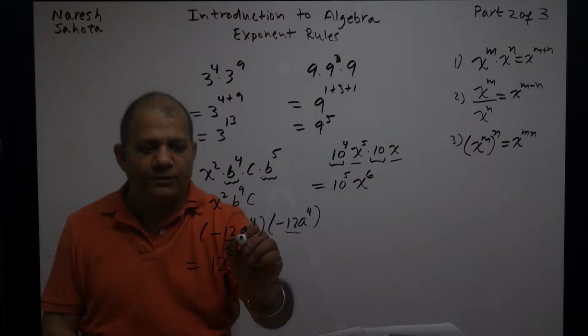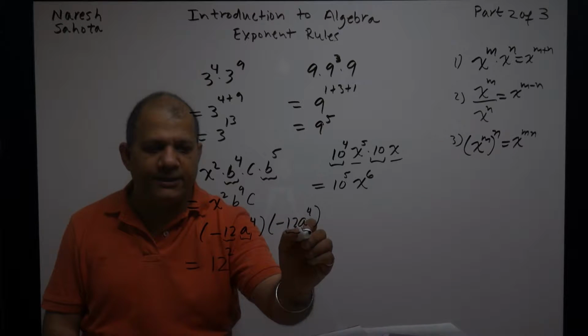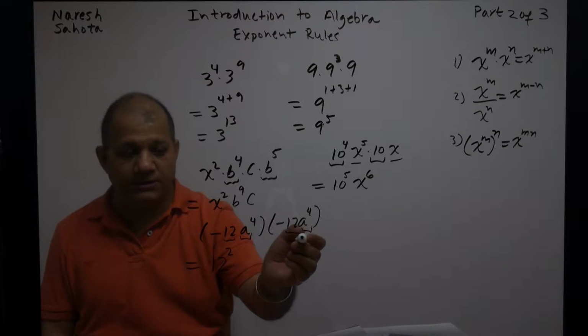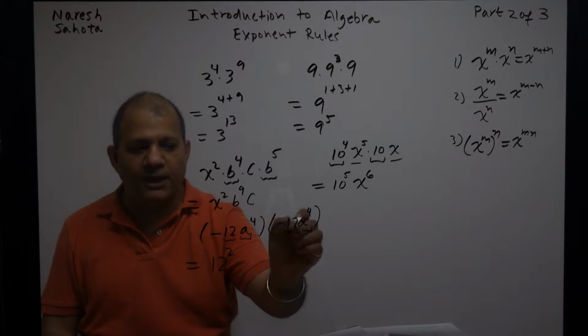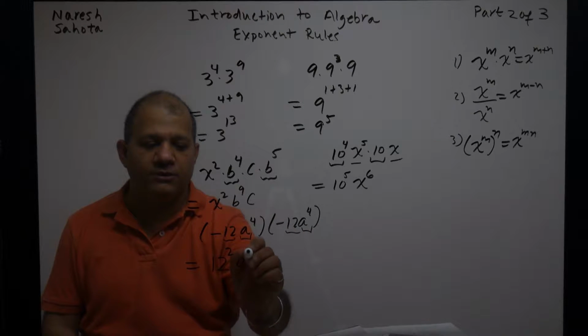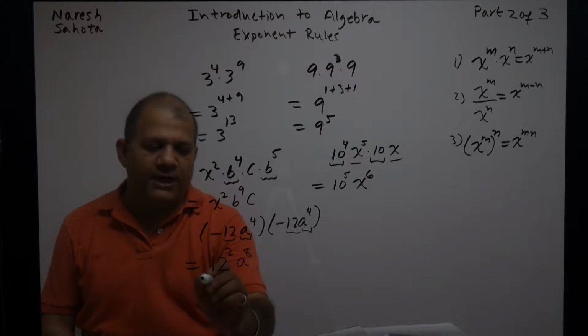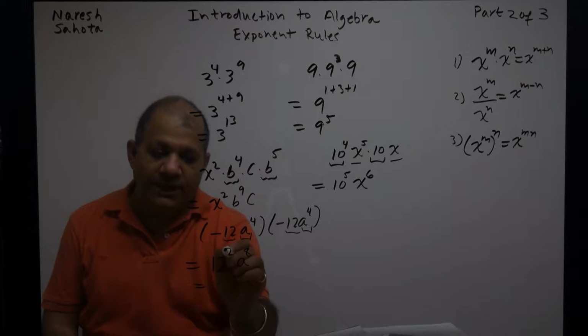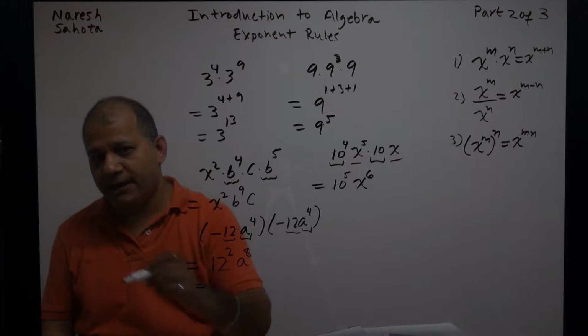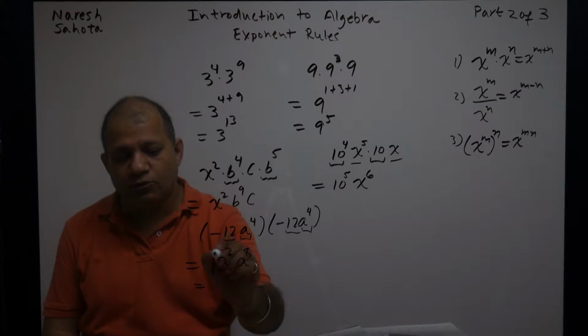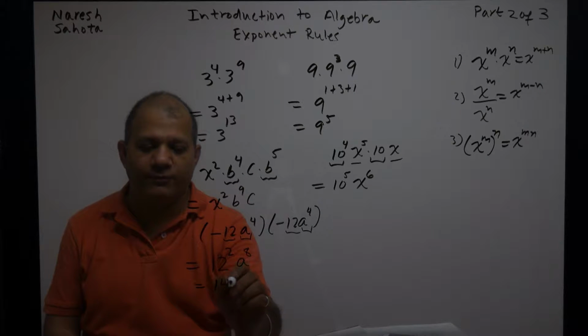And now a to the 4 and then a to the 4, the bases are the same. So a to the 4 times a to the 4, we add the exponents, so that's a to the 8, right? Now we can simplify at the next step. 12 squared, remember way back when we learned about the squares? 12 squared is 144. So 144a to the 8.